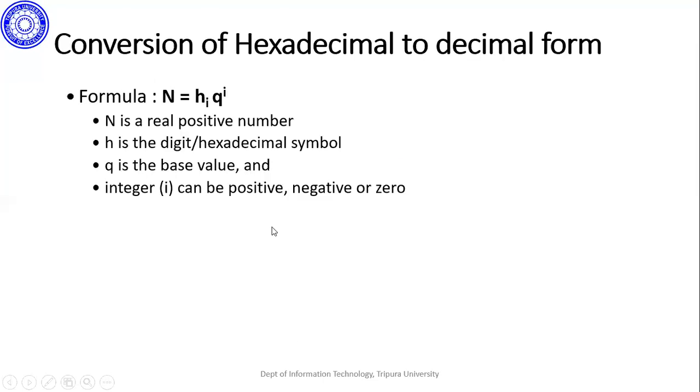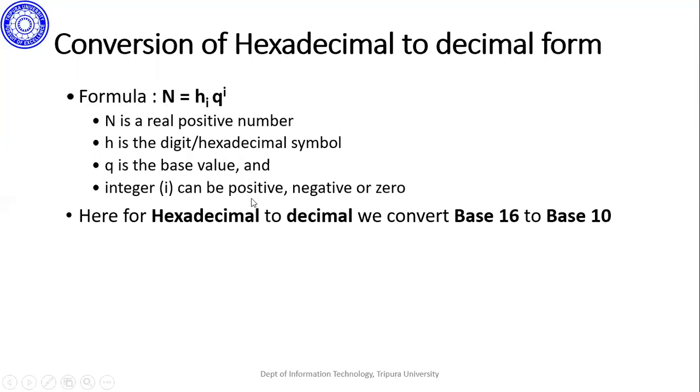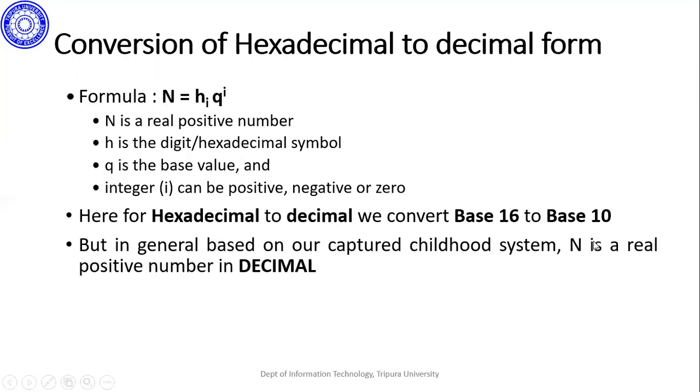So coming here we will be converting first hexadecimal to decimal form. So as this n is equal to HIQI, here I can be positive or negative. I'm not going to the negative part now, which we'll be discussing in the fractional analysis, which will be the last lecture of this number system. Now here hexadecimal to decimal means base 16 to base 10.